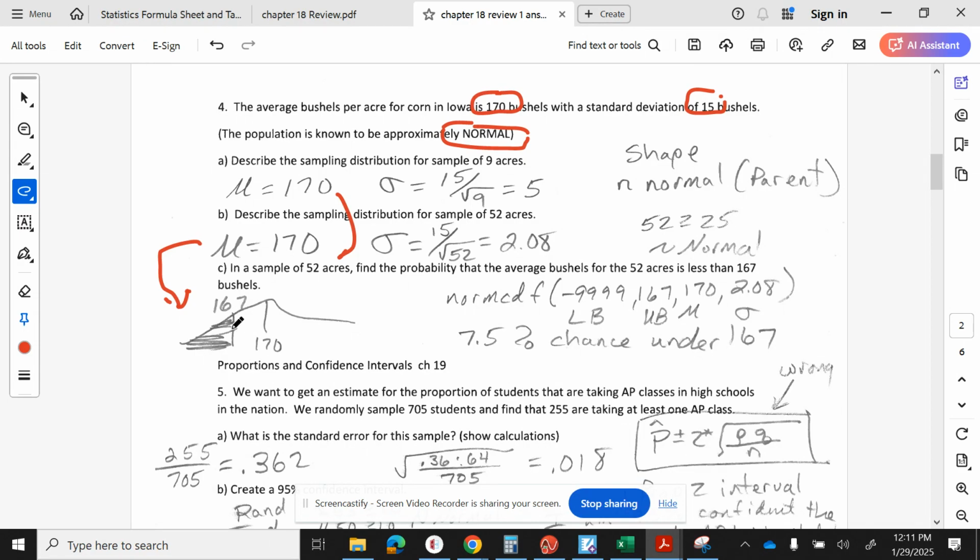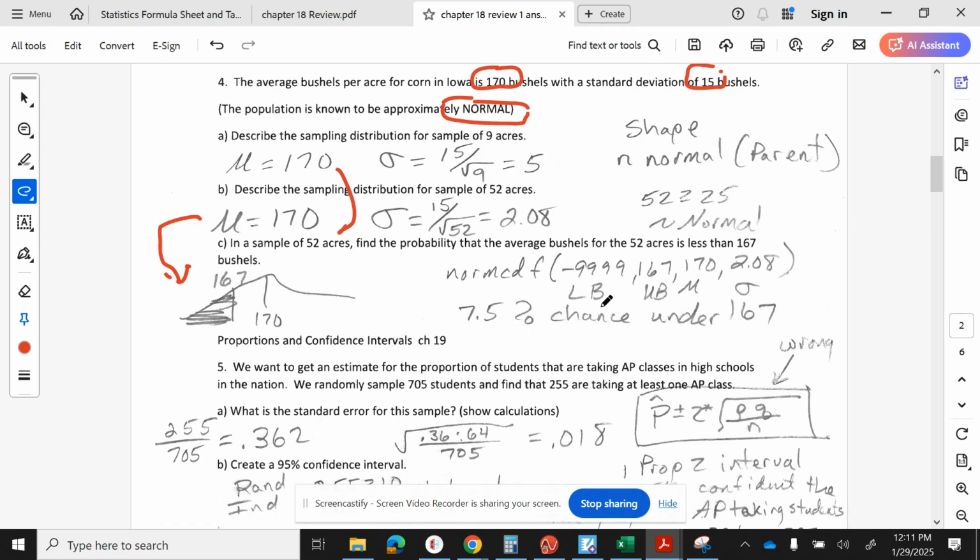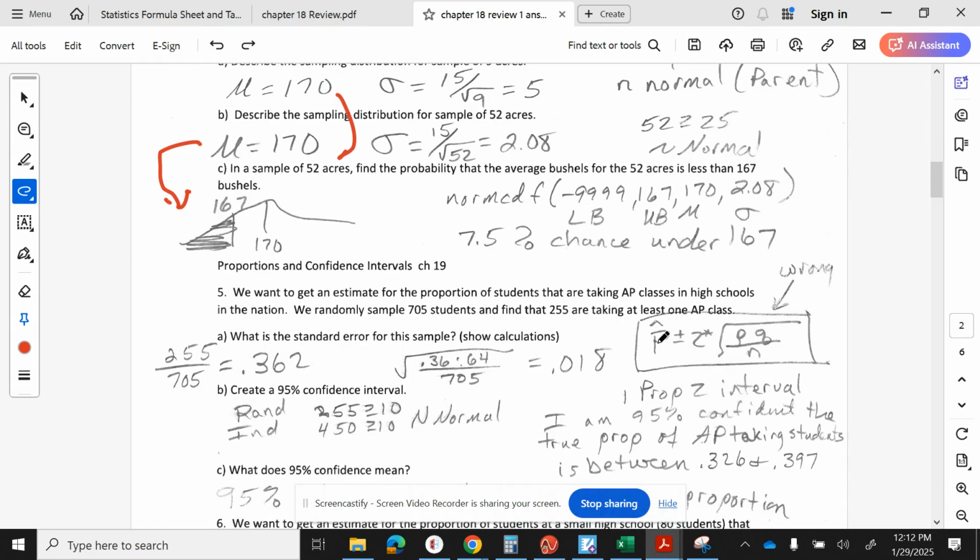167, we draw a curve, we shade. Don't forget the curve and get -1. I'm not going to do this one on the calculator. You should come up with normal CDF. Make sure you label your normal CDF or do the Z-score. You should get 7.5% chance you're under 167.